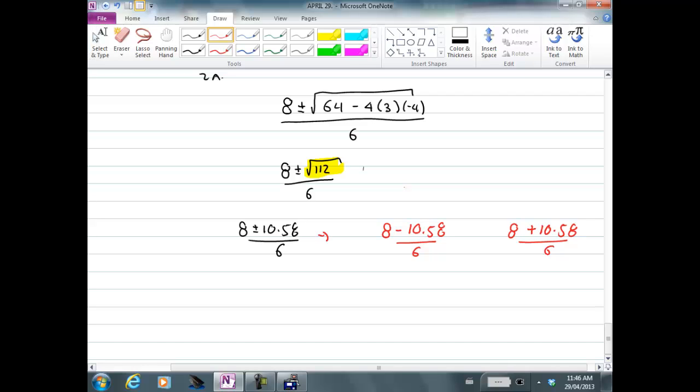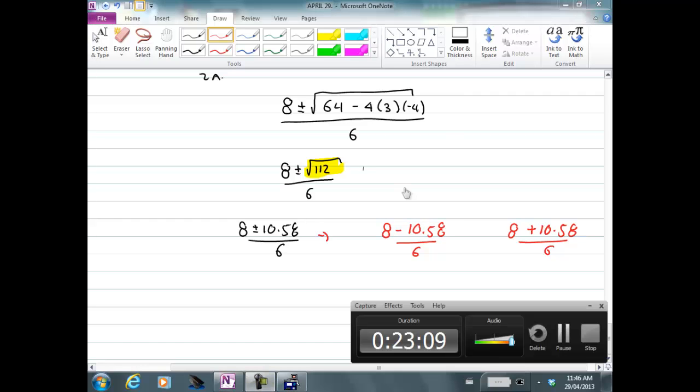That is the power of quadratics. I'm going to pause it. We'll continue after lunch.